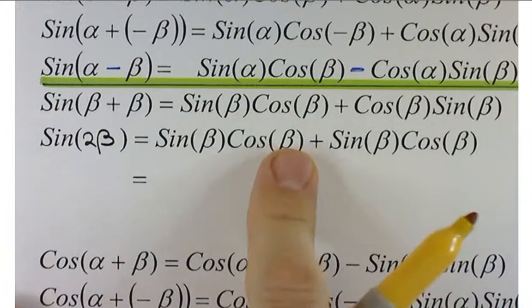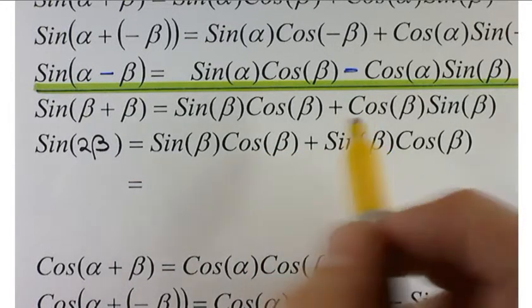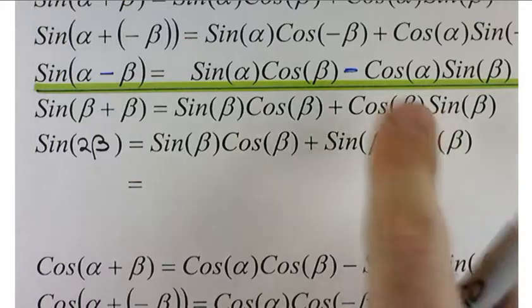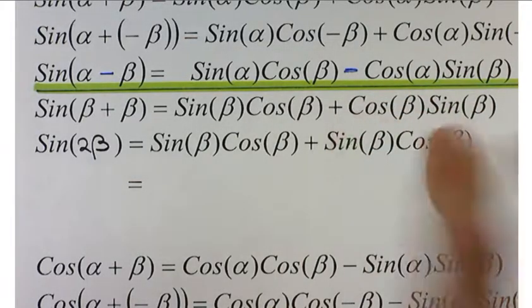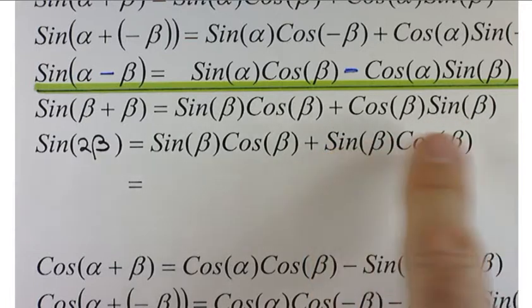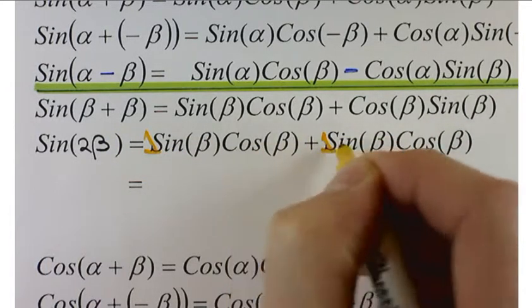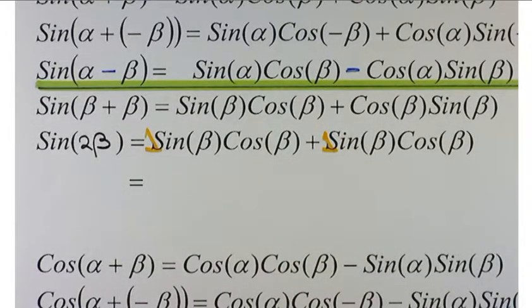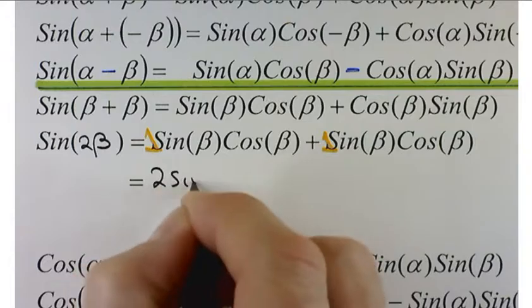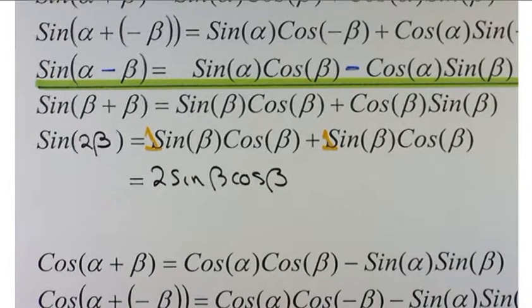Now over here on the right hand side, with a little bit of a stretch, you can see what we're doing. I reordered these. Cosine beta, sine beta is the same thing as sine beta, cosine beta. The reason I did that is because I got one of them here and one of them here. So when I add that up, how many do I have? 2. 2 sine beta, cosine beta. And so there's your formula.